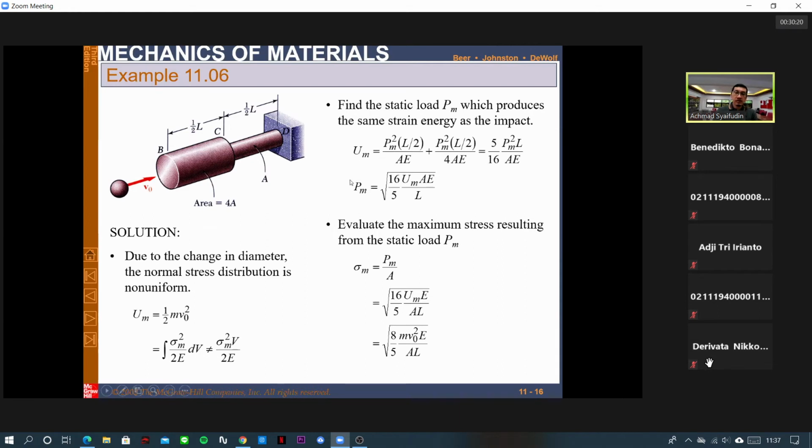So first, this is the formulation for the total. After we identify portions BC and CD, this is CD and this is BC, the total strain energy equals 5/16 times this formulation. And the static load, the critical load, equals this, and based on this load, we can identify the maximum stress.